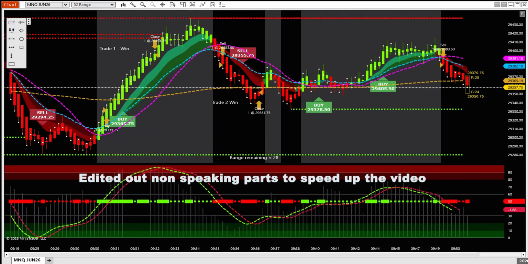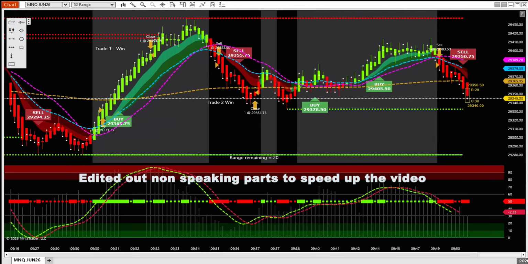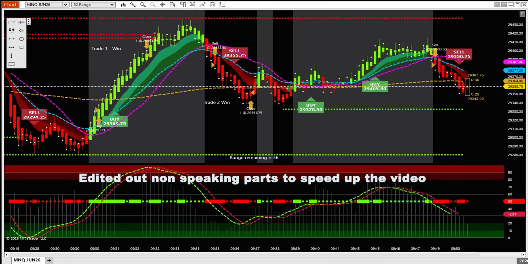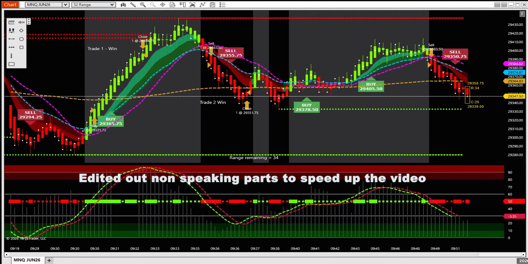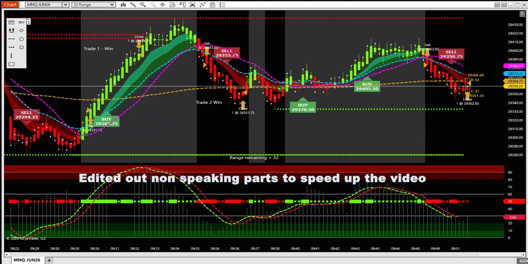Now it's going to continue to go down. We also have a red sell signal that is triggered, so we have definitely the momentum going to the downside. Not a lot of strong momentum, but it is moving down. And we're going to get out right there.